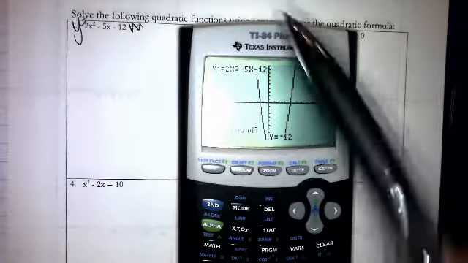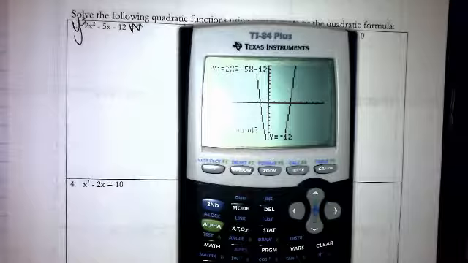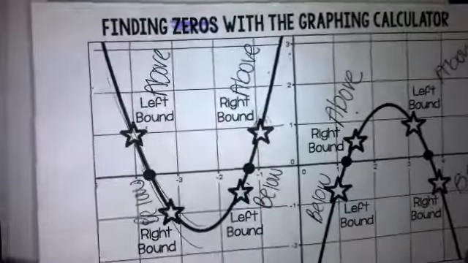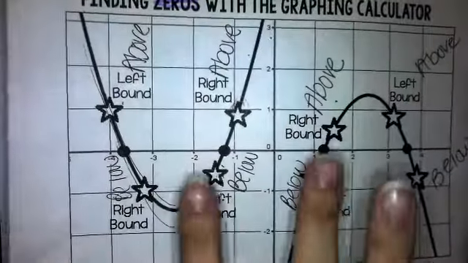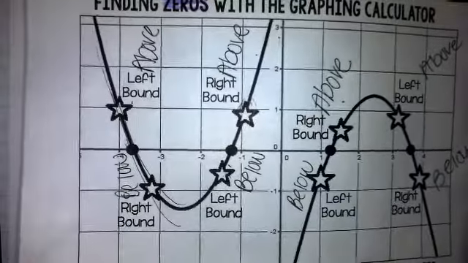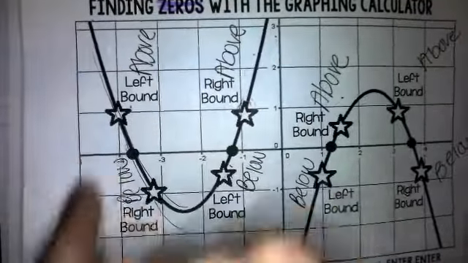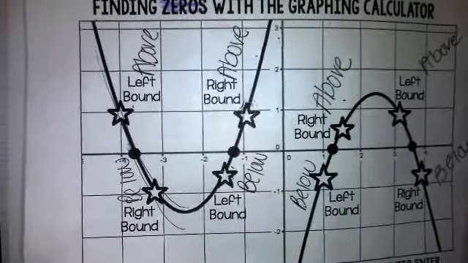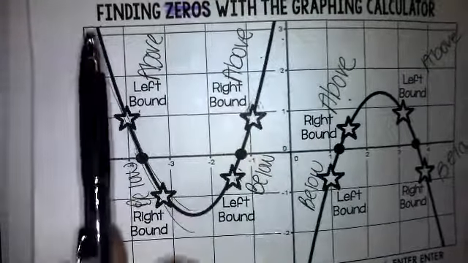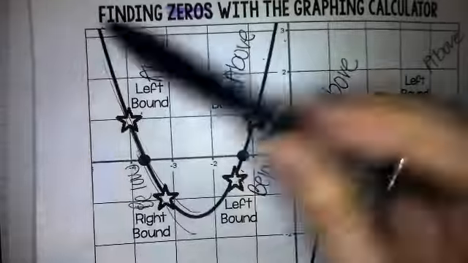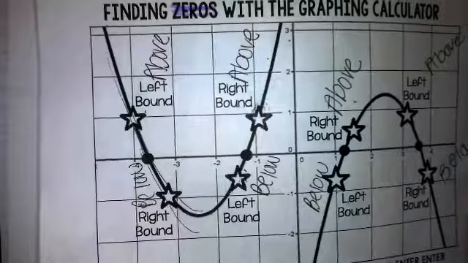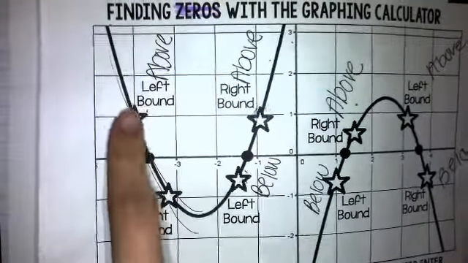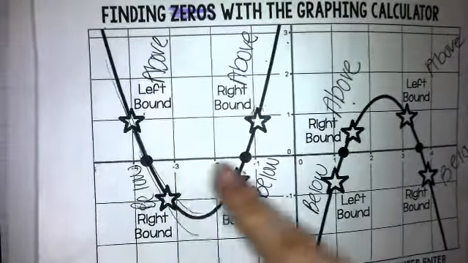Okay, so now on my screen it says left bound. Well, I need to determine what left bound is. So I'm going to look at this little graphic here. Which one does it closely resemble? The one on the left or the one on the right? The one on the left. So this is what I need to focus on right now. We always start on the left-hand side of my parabola. Always. So starting at the left, my left bound, I should be putting my little dot somewhere above the x-axis.